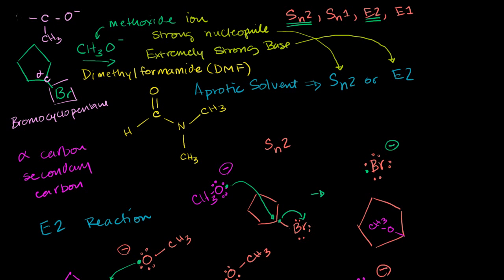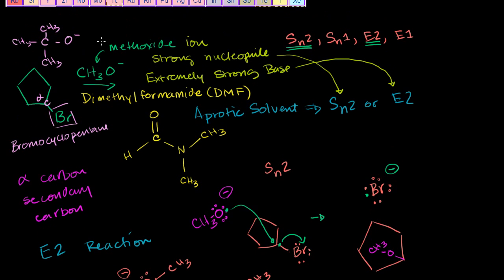CH3, CH3, CH3, just like that. So we don't have methoxide anymore. We have this thing right over here. So just like before, we have the exact same solvent. We have dimethyl formamide. It's an aprotic solvent.